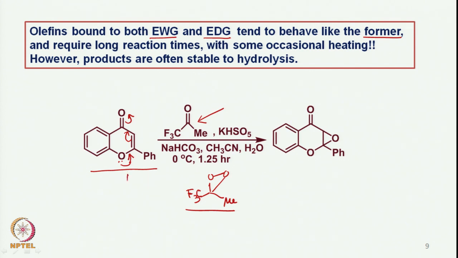Now if this starting olefin has an electron withdrawing group, the nucleophilicity of the double bond is somewhat less than that of an electron rich olefin, so you increase the electrophilicity of the dioxirane that you are going to use. If one makes the dioxirane of this type, which has a CF3 group attached here, the oxygen can easily be transferred, and that is the reason why it takes just 1.25 hours to form the corresponding epoxide. So basically you have to have a balance between the reactivity of the olefin and the reactivity of the dioxirane that is used under the conditions.